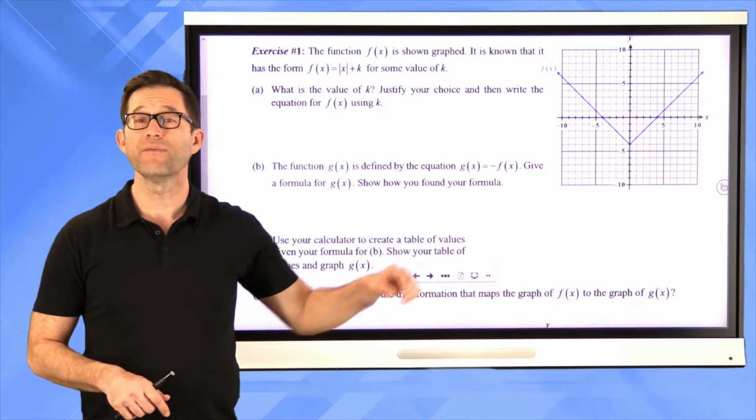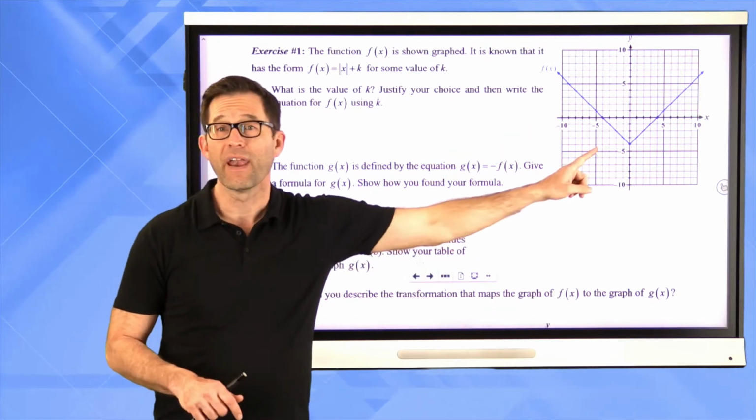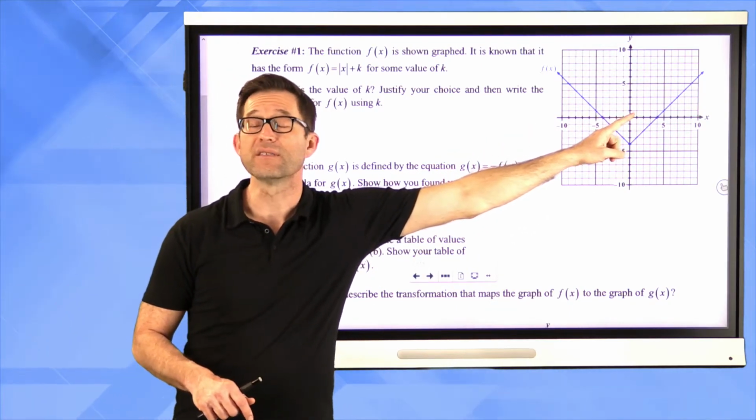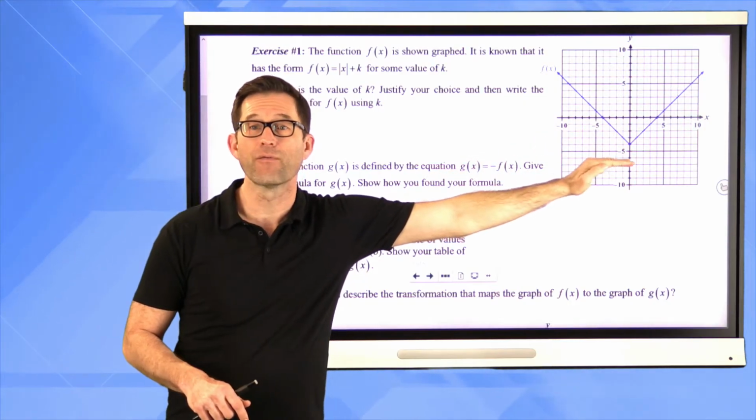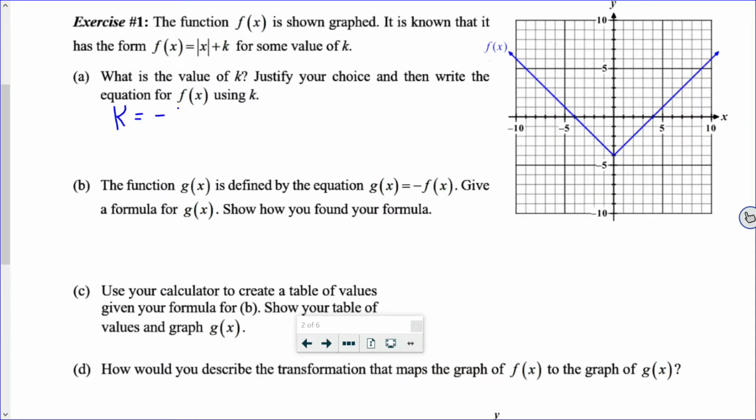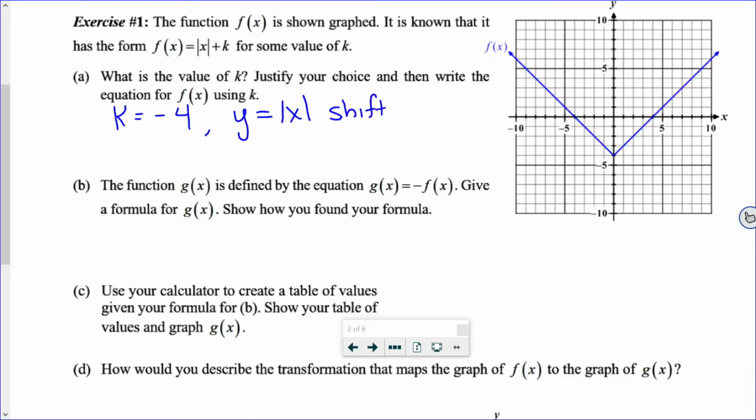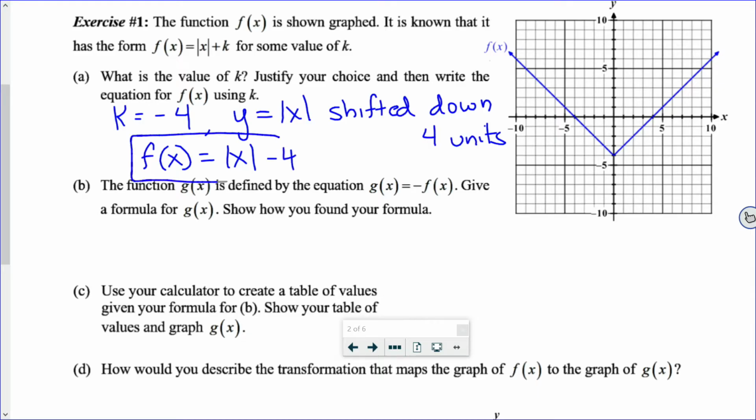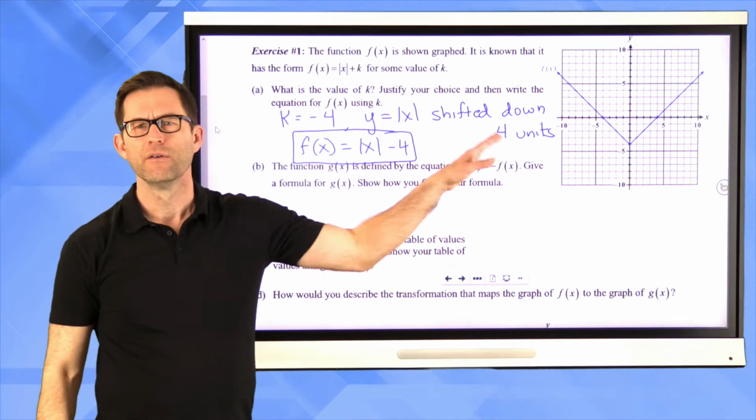All right, well, the absolute value of x is this V that is right at the origin. This thing is the absolute value function that has been shifted down 4 units, and therefore k must be equal to -4. And we can justify that, because it's y equals absolute value of x shifted down 4 units. All right, therefore f of x is equal to the absolute value of x minus 4. So we just wanted to really get the formula for our starting function.